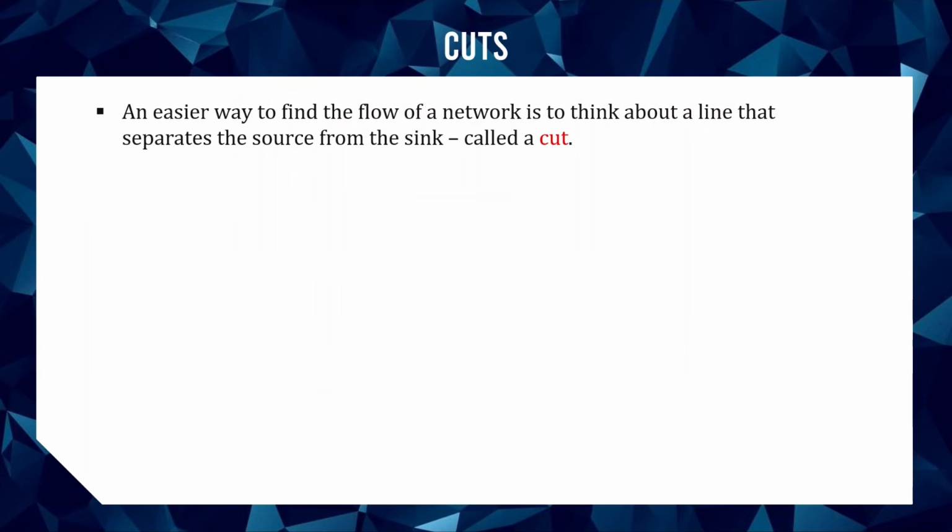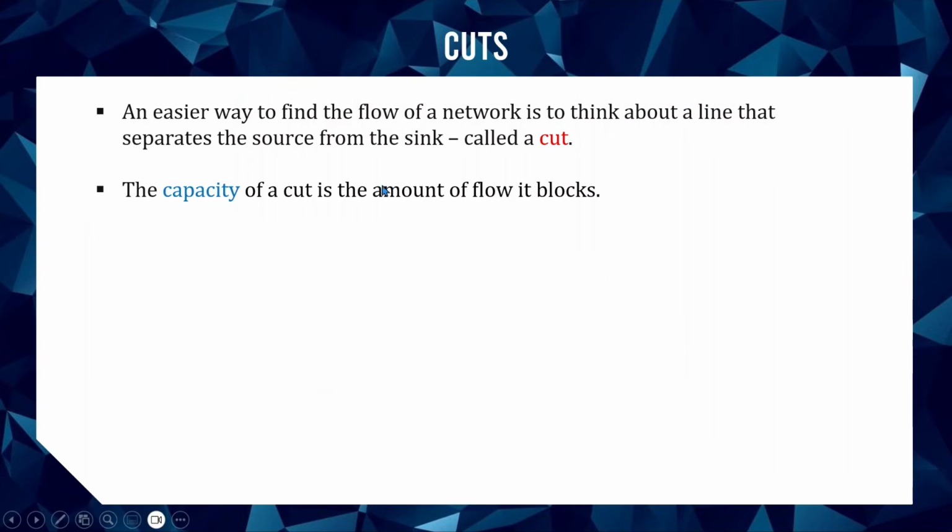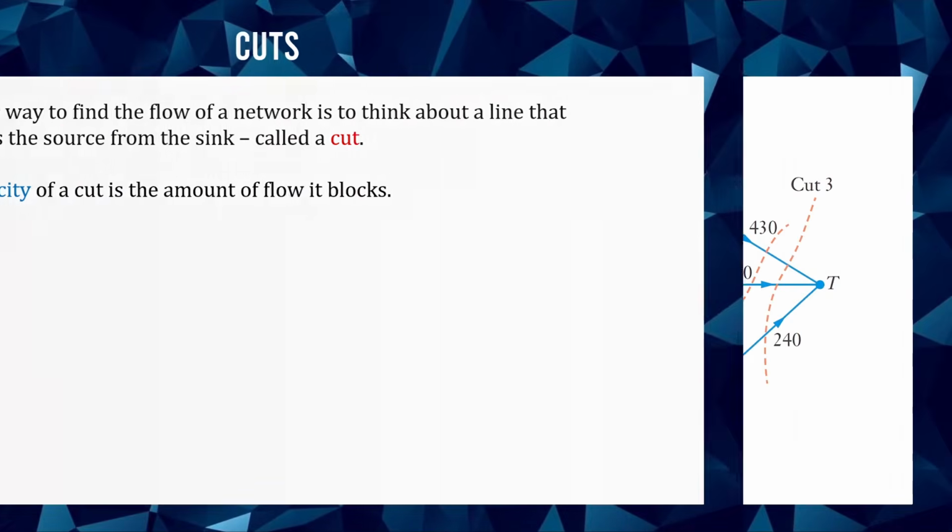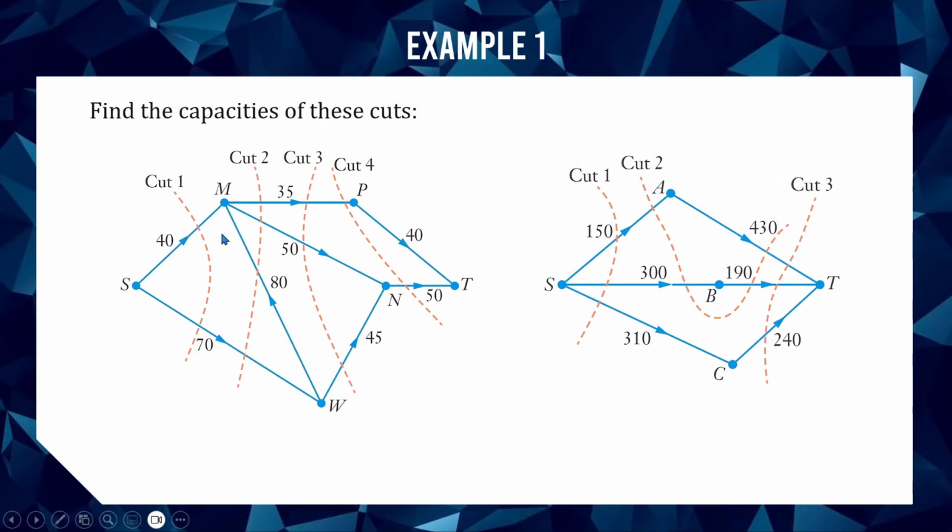Okay, so cuts. Let's talk about the capacity of a cut. The capacity of a cut is how much flow it blocks. All we have to do for that is count the edges that the cut is going through, and you'll see what I mean. Let's do a couple of examples. Here is a network, and there are a bunch of cuts here, and we're going to find the capacity. Cut 1 is blocking this edge here and this edge here. 40 plus 70 is 110, and that's the capacity of cut 1.